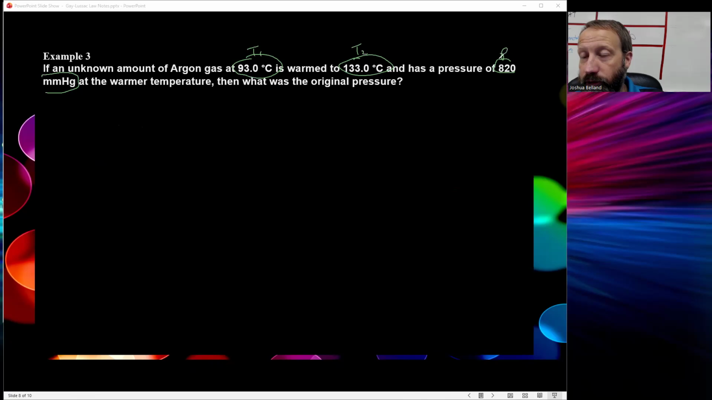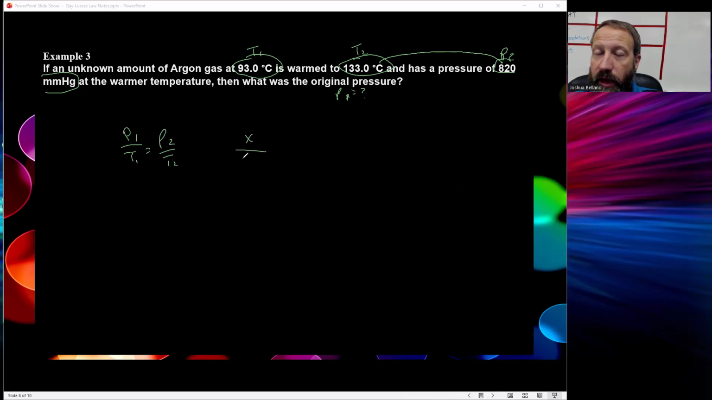This is a pressure, but this is a pressure at the warmer temperature. So these two go together. So if this was T2, this is P2, and I'm then looking for P1. That's what my question mark is. Okay. So P1 over T1 equals P2 over T2. And I'm looking for P1.